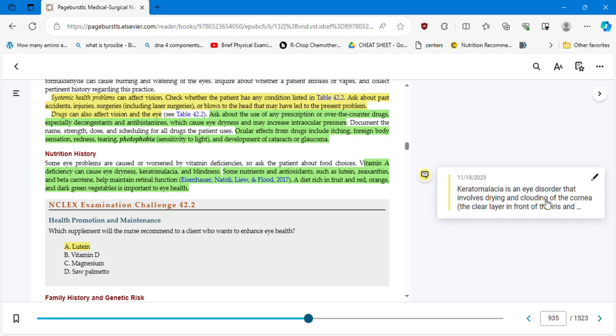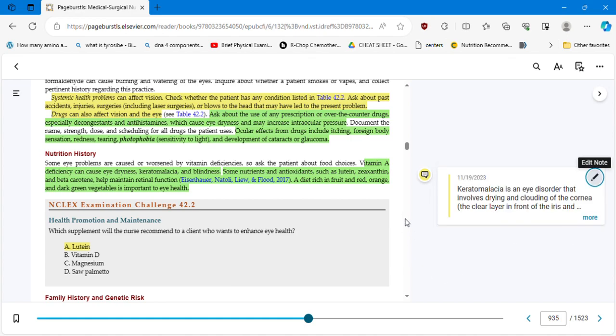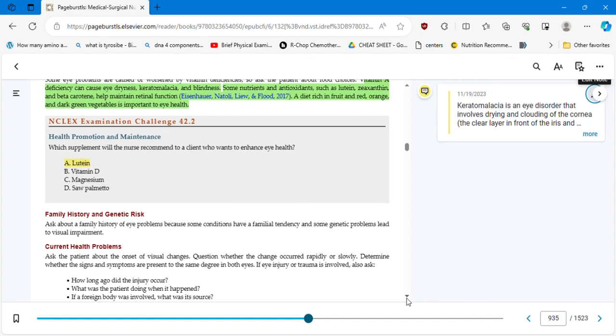Keratomalacia is an eye disorder that involves drying and clouding of the cornea, the clear layer in front of the iris and the pupil, due to vitamin A deficiency. So you don't want to have that. As a nurse, you're going to feel very bad if you didn't provide the proper patient education related to vitamin A, right? Pay attention to your NCLEX examination.